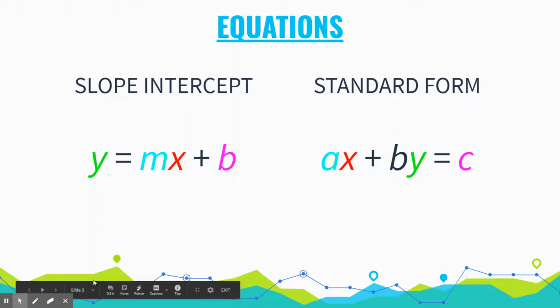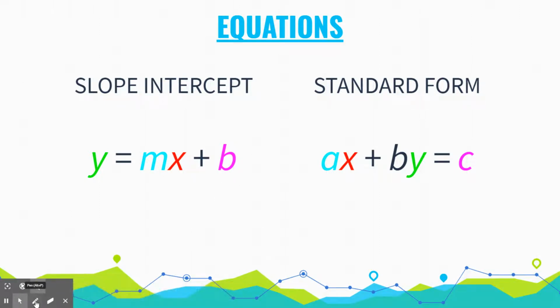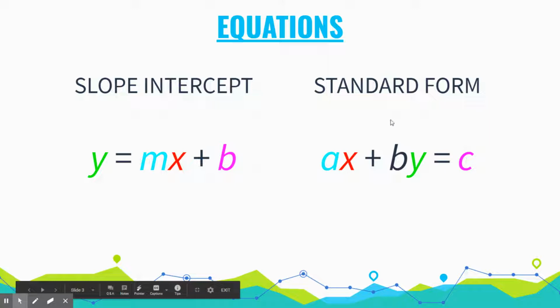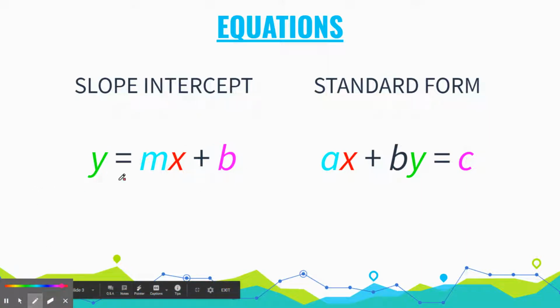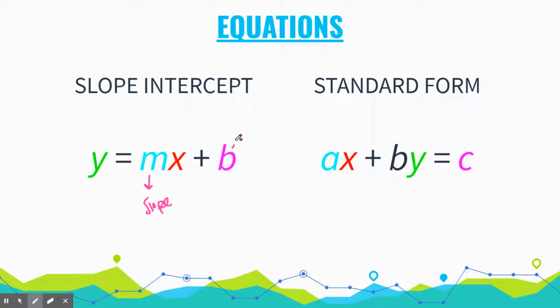All right, so there's two different main forms when we're talking about linear equations that I want you guys to be aware of. The first one is slope-intercept form, and the second one is standard form. In slope-intercept form, we have y equals mx plus b, and we know that this m is going to be the slope. We know that this b is the y-intercept. And we know that this is our input and this is our output.